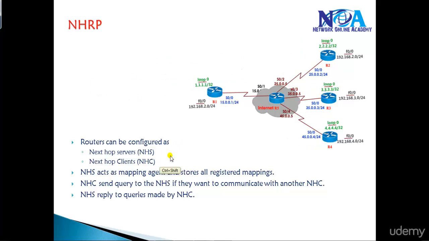This information is provided by the next hop server. So every client has to send a query message if they want to communicate with any other next hop clients. So the next hop server is going to reply to those queries which are made by next hop clients, that is the spokes. In simple words, it's more similar to your hub and spoke, where the next hop server will be acting as a hub and all the remaining will be referred to as spokes.